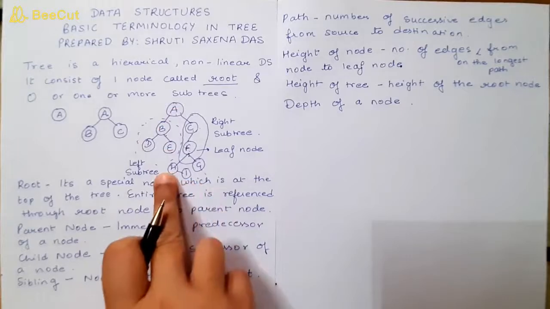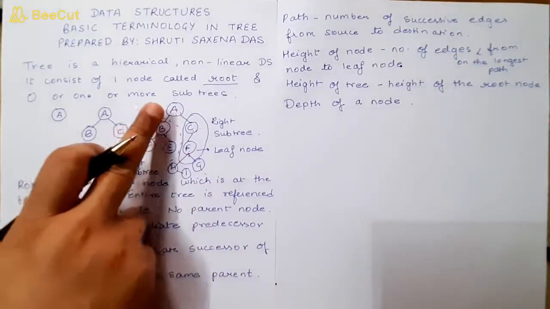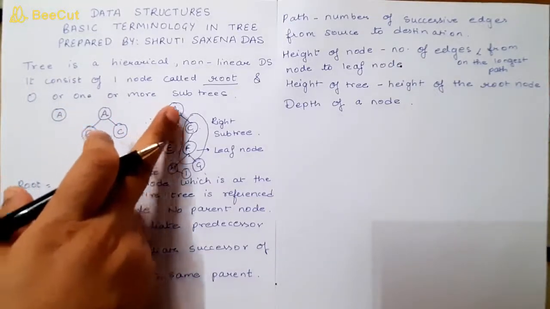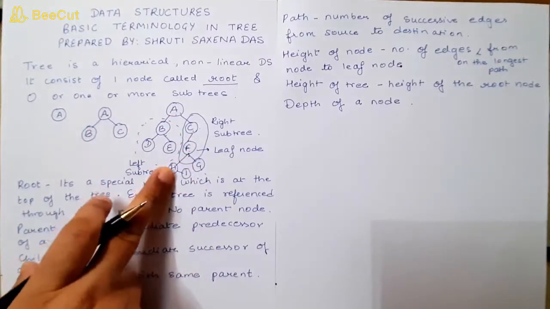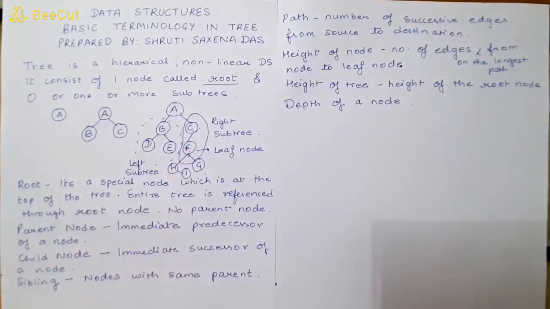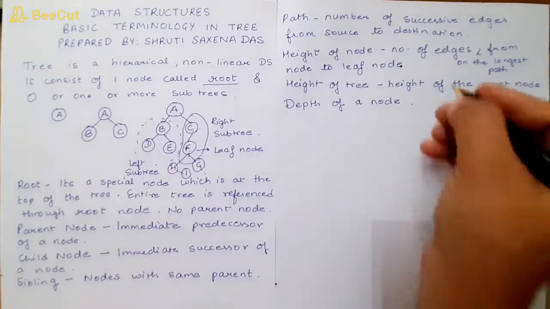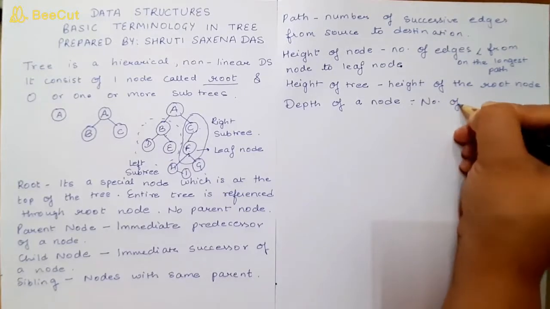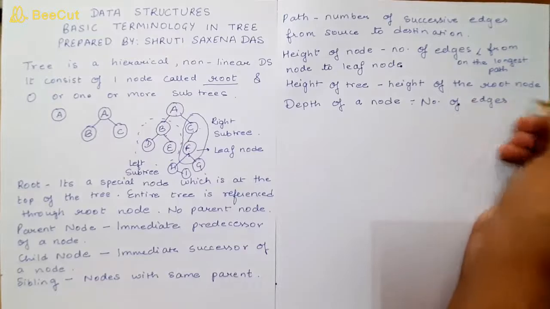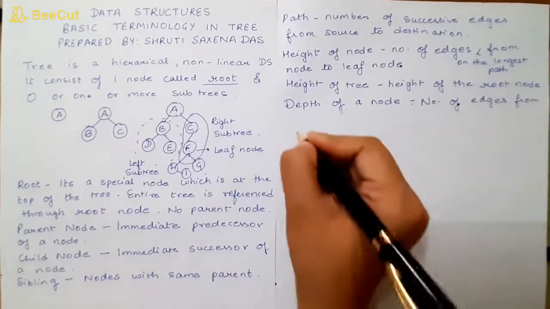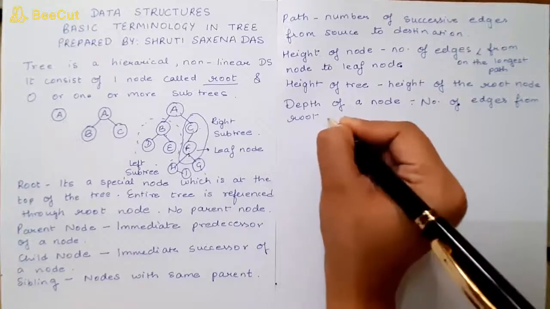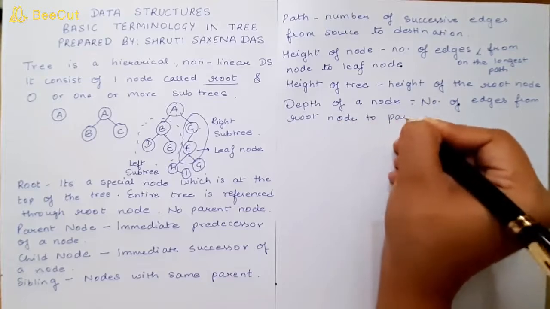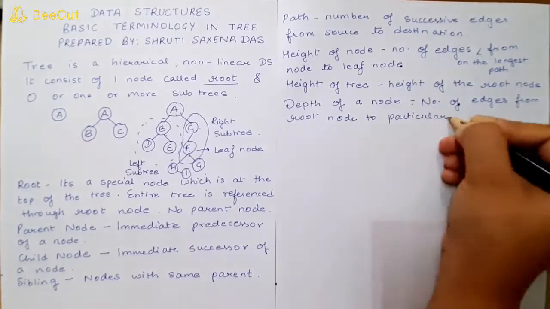What is the depth of H? You have to check from the root only in this case. For depth, you have to check only with the root. So from the root, A to C, C to F, F to H. So there are 3 edges. So the depth will be 3 for H. So depth of a node means the number of edges from the root node to that particular node for which you are calculating depth.